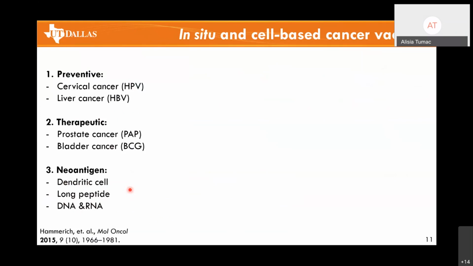For instance, cervical cancer and head and neck cancer can be caused by human papillomavirus, or HPV, while liver cancer can be caused by hepatitis B virus, or HBV. This type of cancer vaccine is very similar to a regular vaccine, again, because it's used to preventively immunize against the pathogen that may cause cancer.